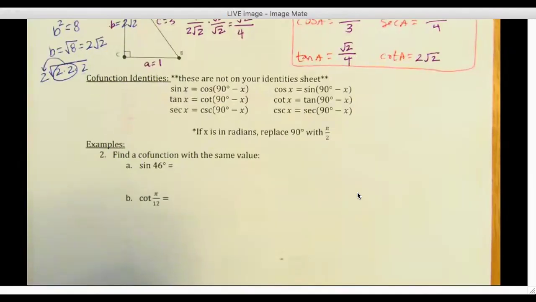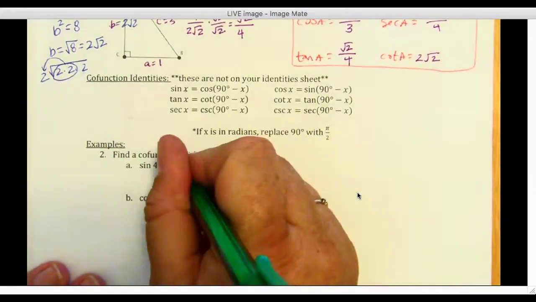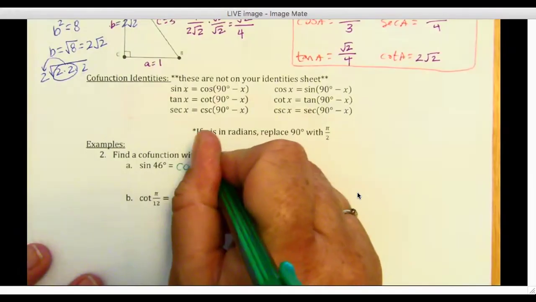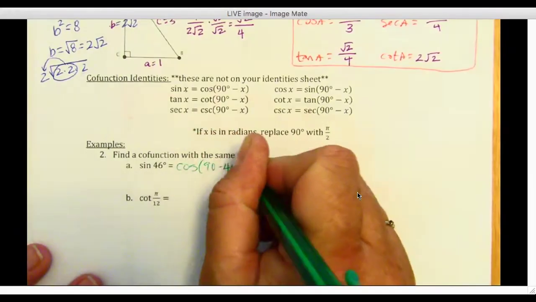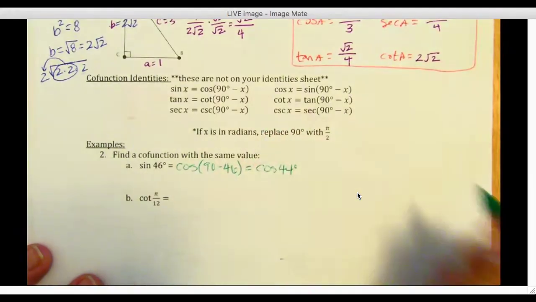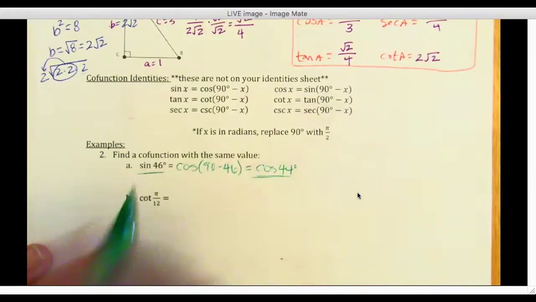So these next couple examples ask us to find the cofunction with the same value. Sine's cofunction is cosine, and we would have 90 minus 46, and that would give us cosine of 44. So cosine of 44 degrees is equal to sine of 46.